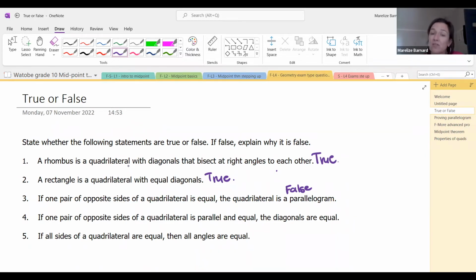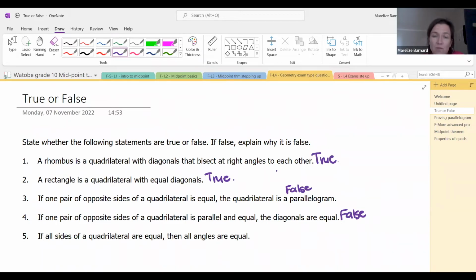Okay, number 4, if one pair of opposite sides of a quadrilateral is parallel and equal, the diagonals are equal. Is that true or false? Rona says true. Lydia says true. Tando also agrees true. False. Some people are not putting their answer in, not sure. Okay, I would definitely say that this one is false because it says if one pair of opposite sides of a quadrilateral is parallel and equal, the diagonals are equal.